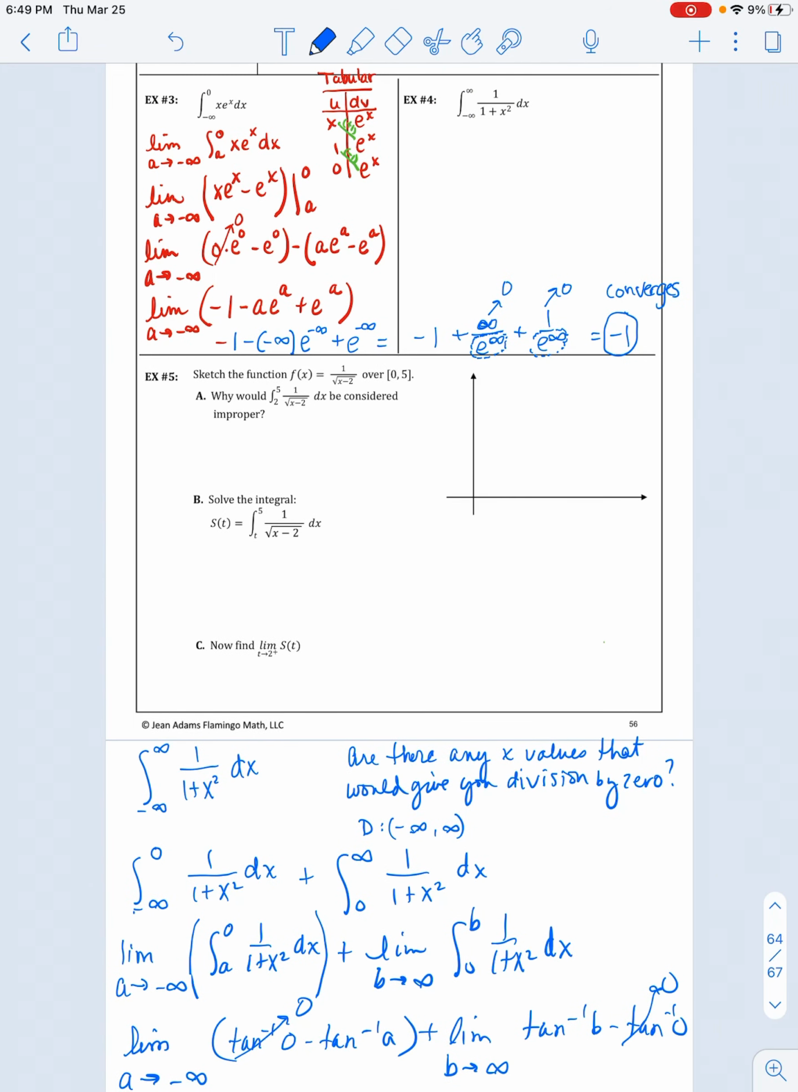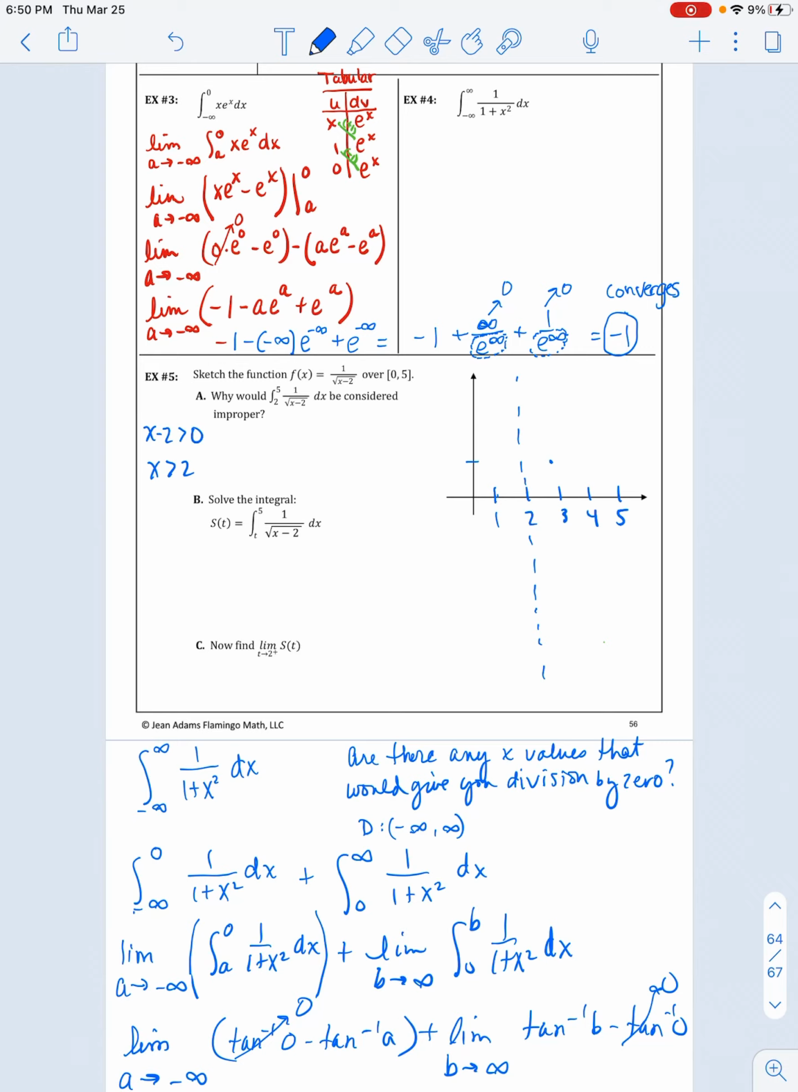Okay, let's go back up here and look at number 5. Sketch this function. And if you notice, it says over 0, 5. But I noticed right away that my x minus 2 has to be greater than 0. It's in the denominator, so it can't be equal to 0. So that means x has to be greater than 2. And so there is actually a vertical asymptote there at 2. So I'm going to put that vertical asymptote in.